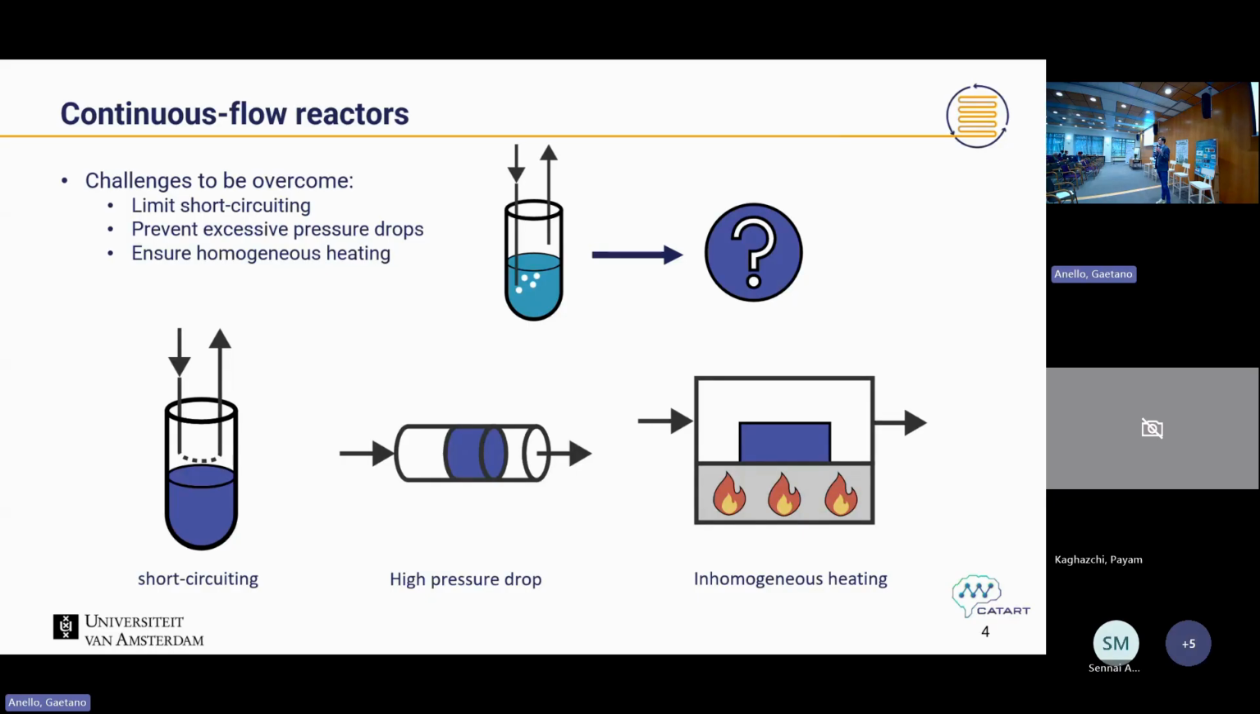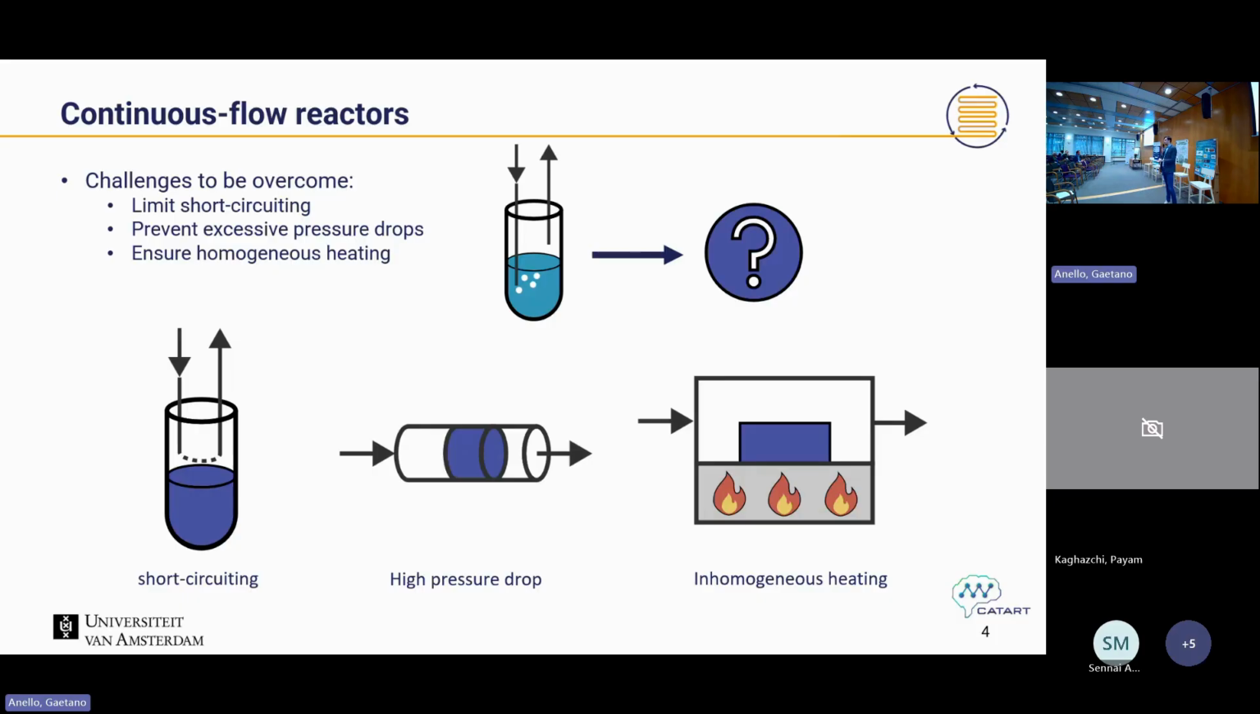It will want to find a way of least resistance and basically go straight out to the outlet without interacting with the catalyst. You can try to force it basically through the powder, but if you have a very fine powder, you get a very high pressure drop. And in that sense, it's not the easiest system to work with.